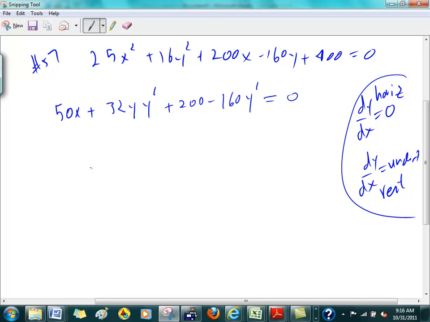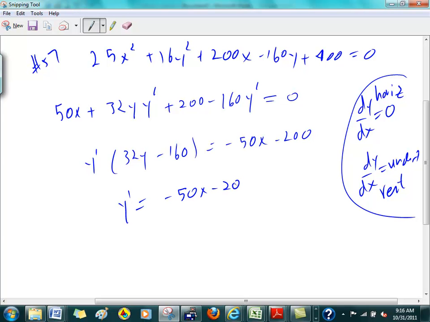So if I isolate the y prime, I get y prime times (32y minus 160) is equal to minus 50x minus 200. Is that okay so far? Okay. Then y prime is going to be equal to minus 50x minus 200 over 32y minus 160.